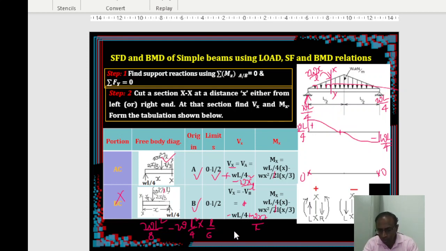Okay, simplify that and you will be getting 1 by 8 minus, that's what you will be getting, right? WL square by 4 into L by 3, that is WL square by 4, L by 2 by 3, L by 6, correct. So you can take common WL square by 8. Inside you will be getting 1 minus 1 by 3, that is 2 by 3. So 2 goes 4 times, that is WL square by 12. So the ordinate is WL square by 12.